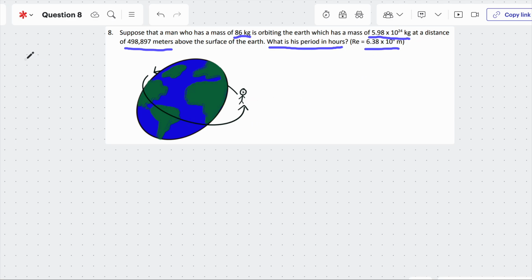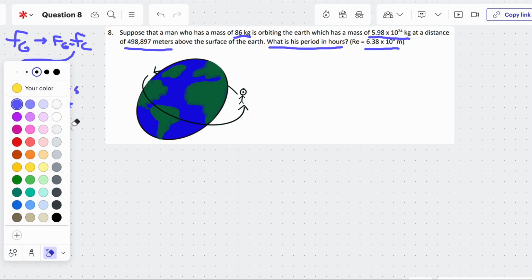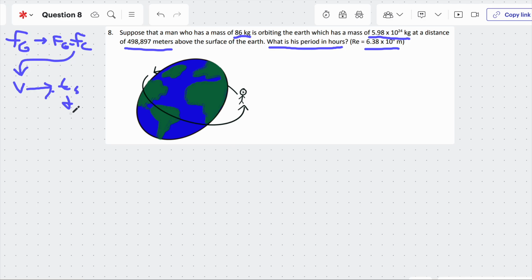Okay, so this one's long because we need to find f of big G and then set that equal to our centripetal force because he's staying even in orbit. And then using our centripetal force, we find velocity, and then using that, we find time, but that's in seconds, and then we find time in hours. That's basically the steps. A lot of steps, but we're going to walk through them quick. Actually, I'll keep that up. That might be helpful. Okay, so this is the general guideline we're following.